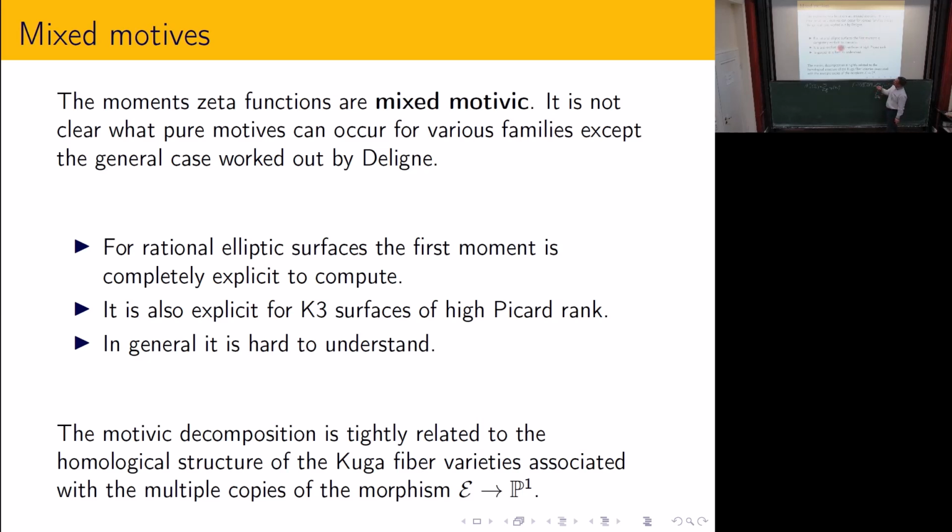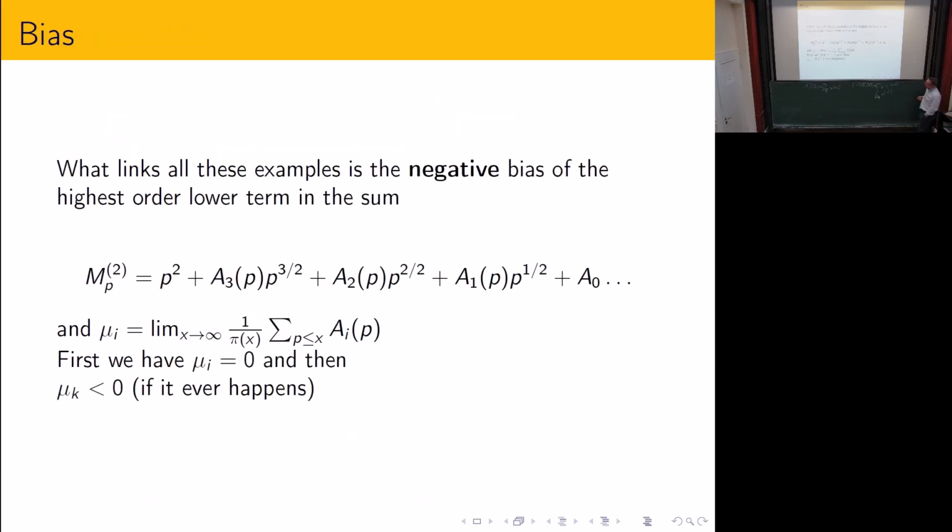But already for K3 surfaces, so if your one-parameter family has a K3 surface as the total space, so far you can only say something about high Picard ranks. That depends on the transcendental motive, which can be general automorphic. Well, in the general case, even the first moment is very hard, and beyond that it gets even more complicated to study.